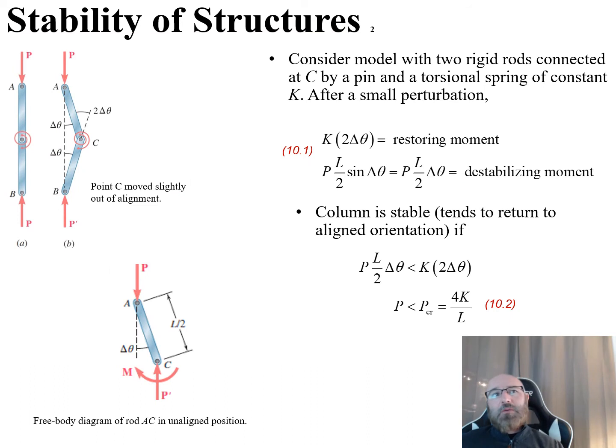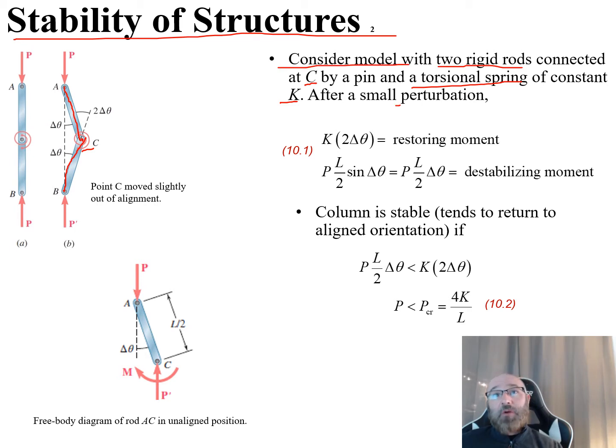Now as we continue on to the topic of the stability of structures, what we next want to consider is a model with two rigid rods connected at a point C by a pin and a torsional spring of constant K. We can see down here our torsional spring, our pin at point C, a rigid rod going from A to C, and another rigid rod going from B to C. That's the model that we're going to be considering here.